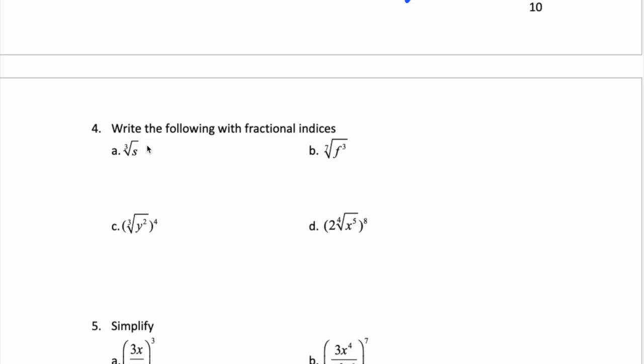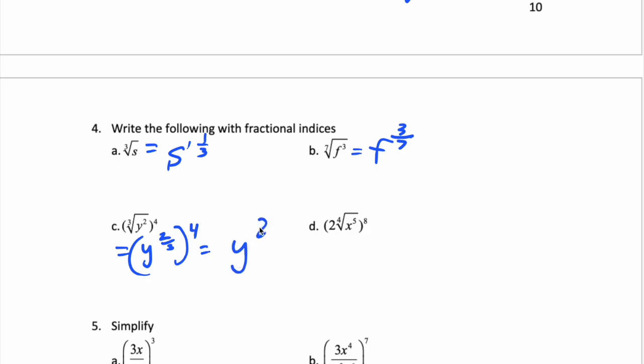Okay, right, with fractional indices or fractional exponents. So cube root is to the power of 1/3, and this is 7th root, so this becomes 3/7. For something like this, you probably want to do it in a couple steps. This is cube root, so this is like y to the power of 2/3 to the power of 4, and when you have an exponent of an exponent, you multiply the exponents. So it's y to the power of 8/3.